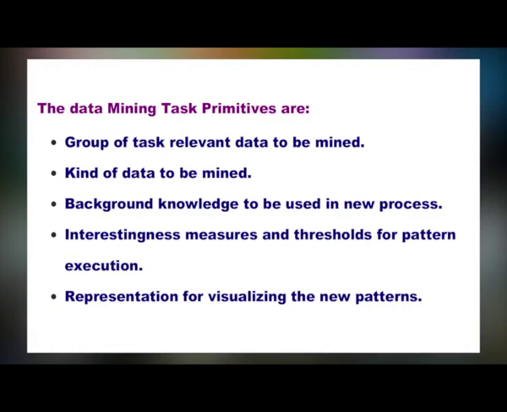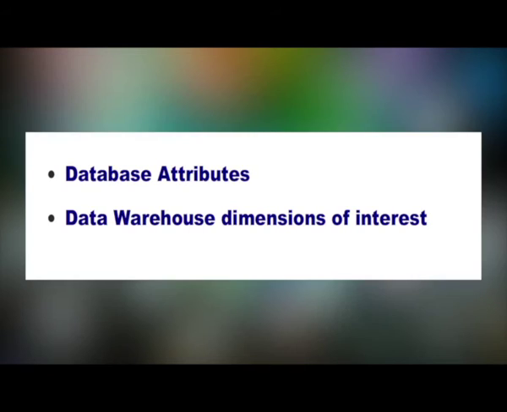The data mining task primitives are: the first one is the set of task-relevant data to be mined. The second one is the kind of data to be mined. The third one is background knowledge to be used in the discovery process. The fourth one is interestingness measures and thresholds for pattern evaluation. And the fifth one is representations for visualizing the discovered patterns. The user is interested in the following database, which includes database attributes and data warehouse dimensions of interest.